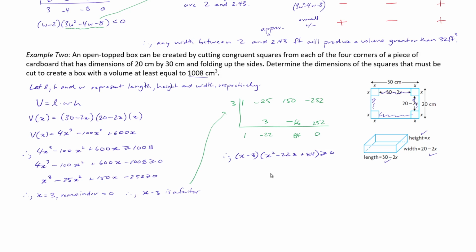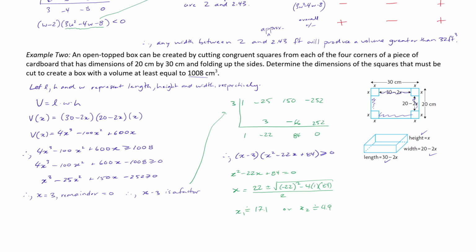This one here, though, I can't seem to find a way to factor. So what I'm going to do there is set this equal to 0, because I'm looking for my zeros here, right? And so I'll use my quadratic formula. So 22 plus or minus the square root of negative 22 squared minus 4, where a is 1 and c is 84, all over 2a, which is just 2. And then I'll have two x values: x1, which is approximately equal to 17.1, or x2, which is approximately equal to 4.9.